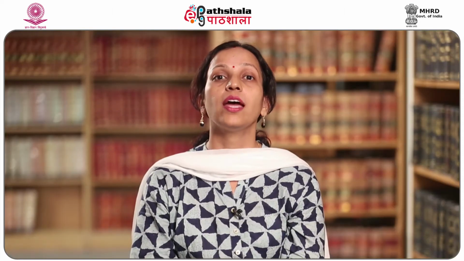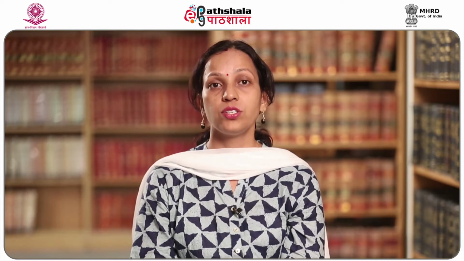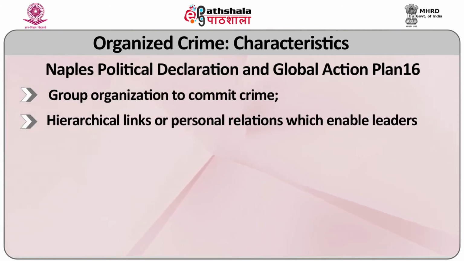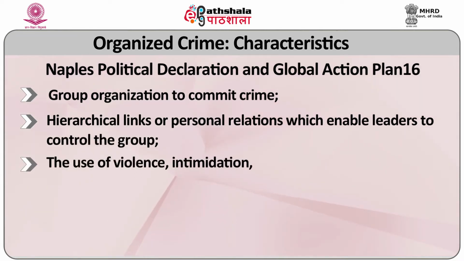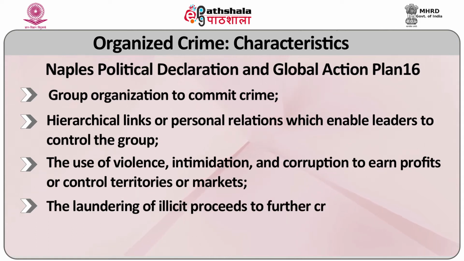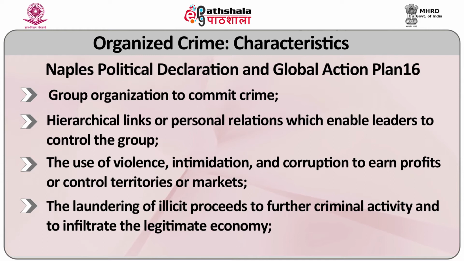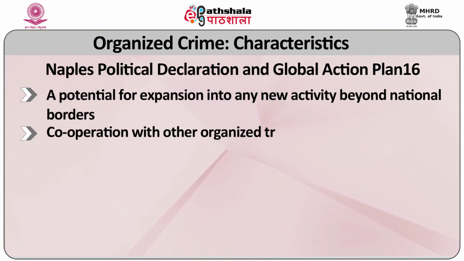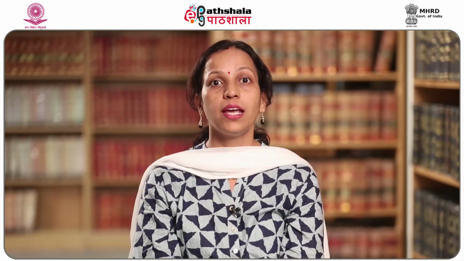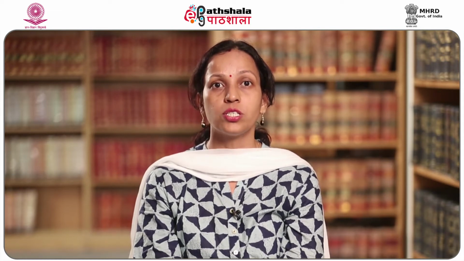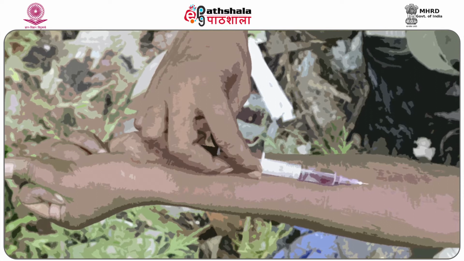The Naples Political Declaration and Global Action Plan lists the following characteristics of organized crime: group organization to commit crime, hierarchical links or personal relations which enable leaders to control the group, the use of violence, intimidation and corruption to earn profit or control territories or markets, the laundering of illicit proceeds to further criminal activity and to infiltrate the legitimate economy, a potential for expansion into new activities beyond national borders, and cooperation with other organized transnational criminal groups. Organized crime can thus be described as a form of economic commerce which uses threats, physical force and violence, extortion, intimidation or corruption as well as supplying illicit goods and services. There is a lot of debate about what organized crime is.